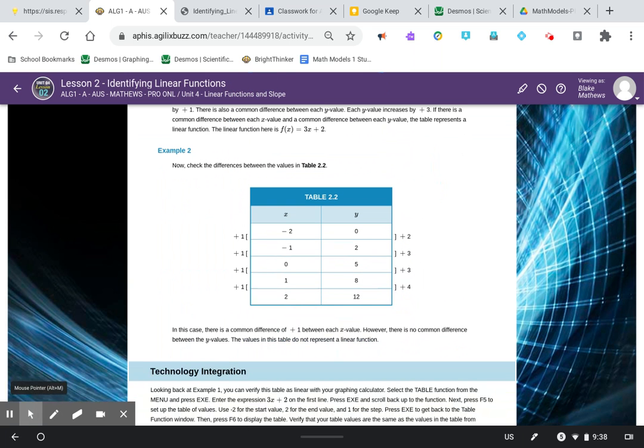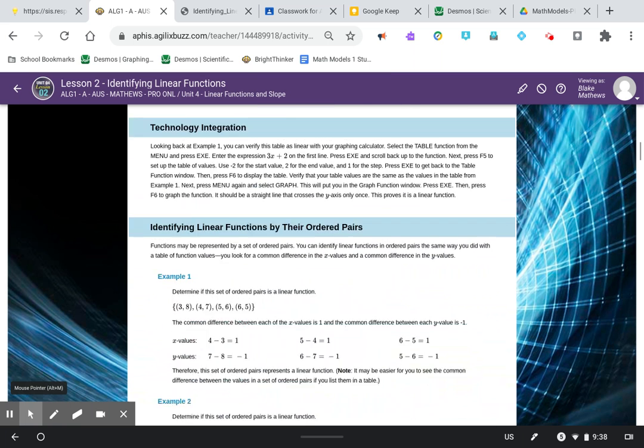Whereas if you look at example 2, the x values are changing by 1, but the y value is changing differently between each number. So that would not be a linear function because there is not a consistent change in y for every change in x. So that's one main component of linear functions.